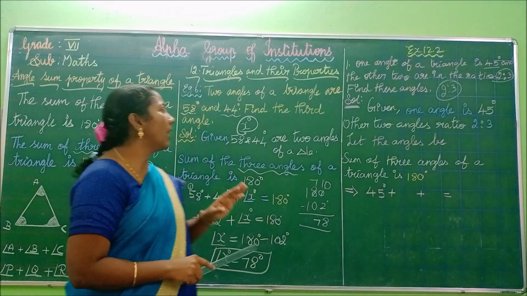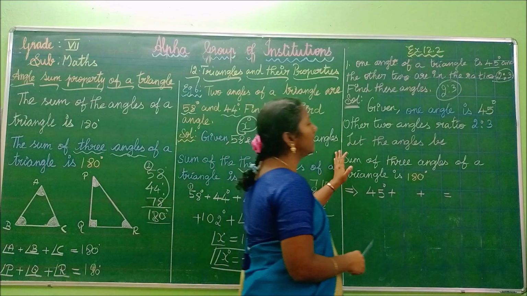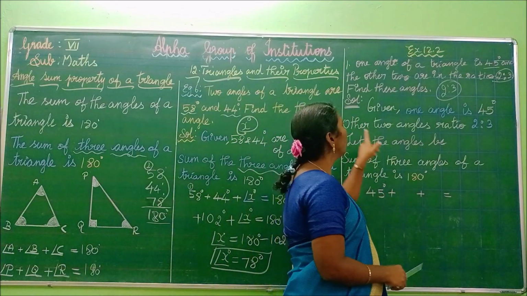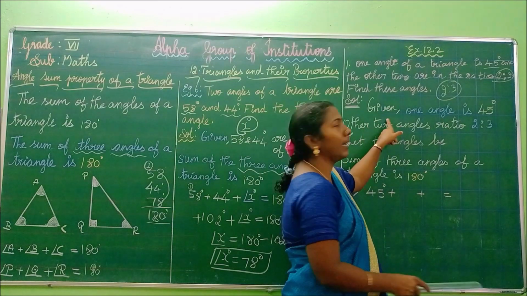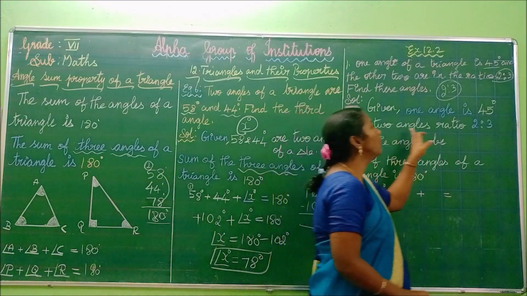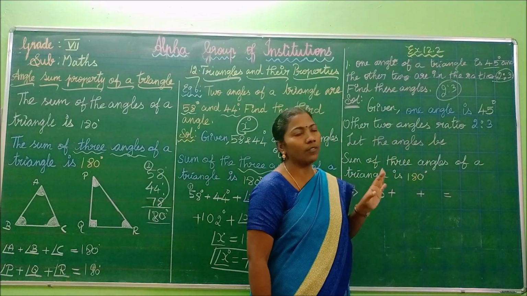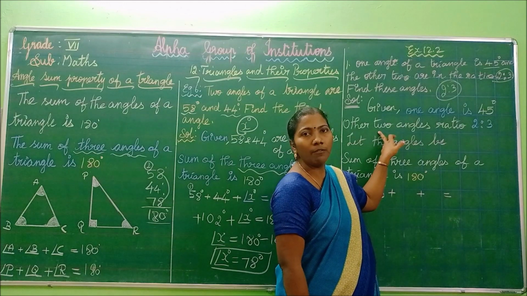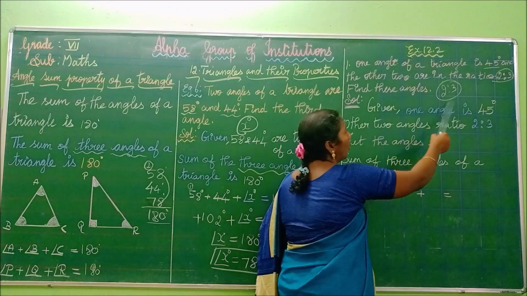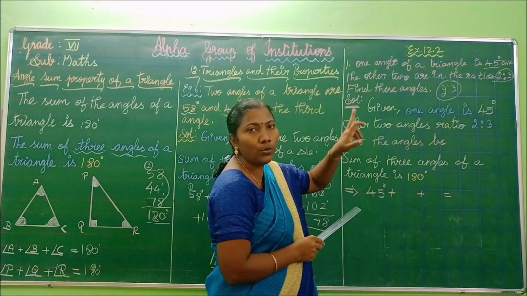For that, again you have to use this property. In this question also you have to write: sum of the three angles of a triangle is 180 degrees. First of all, you have to write the given data. One angle is 45 degrees, and the other two angles are in the ratio 2:3. You have to write this in the given part. Next, we have to find the other two angles. For that, you have to use this hint. Given angles are in the ratio 2:3.